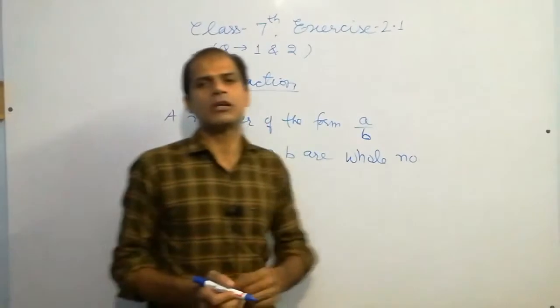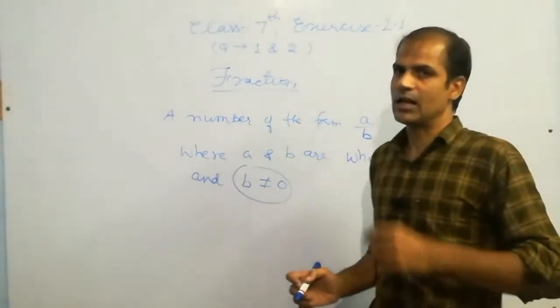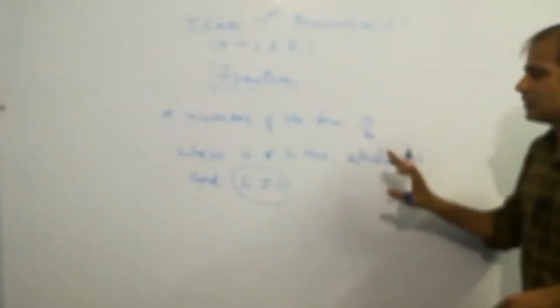B 0 क्यों नहीं हो सकता स्टूडेंट्स? इसलिए कि 0 से डिवीजन अलाउड नहीं है मैथ्स में. आप किसी भी नंबर को 0 से डिवाइड नहीं कर सकते. That's why B cannot be 0.